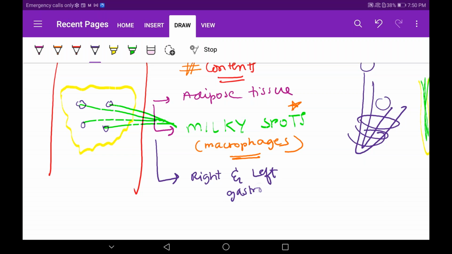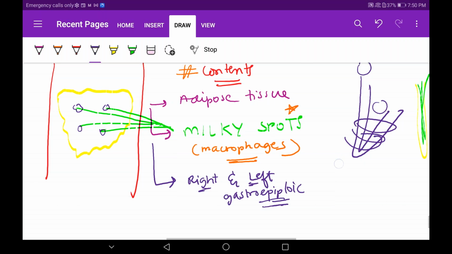Okay. See, epiploic meaning what? Epiploic means associated with the omentum. Simple meaning. That's how you will remember. Anything in the body has to have vessels, right? Anything which is living, which is in a body, it has to have a supply of blood. So it will have right and left gastroepiploic arteries and veins. Okay, these are the contents of the greater omentum.